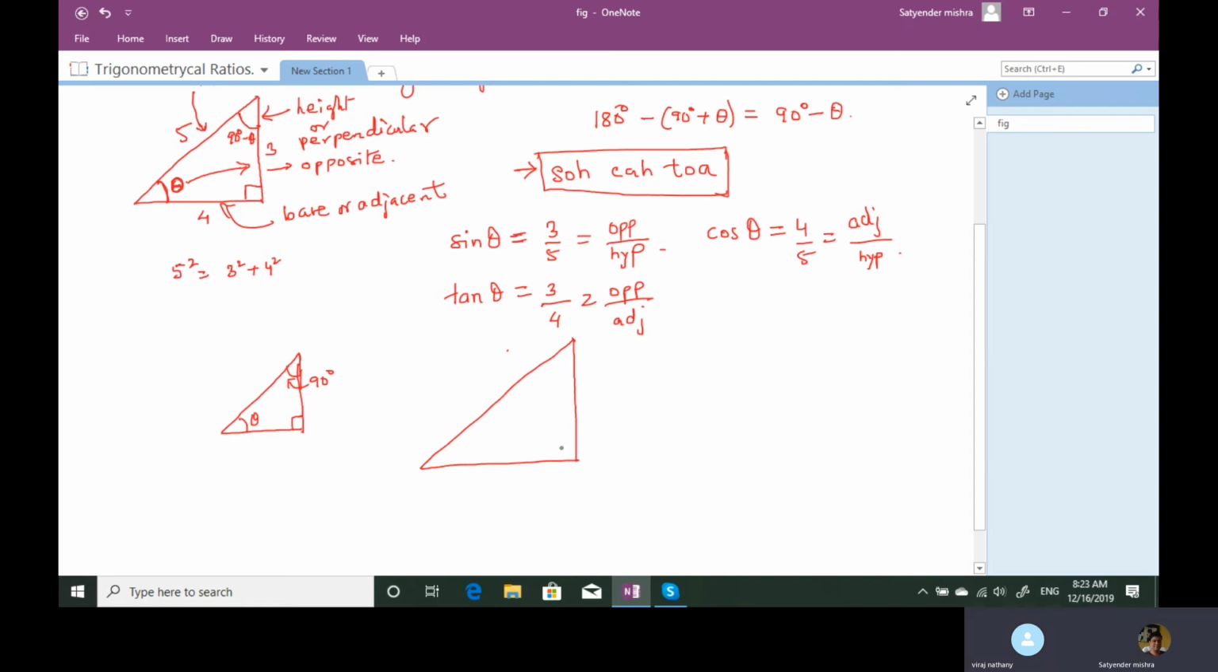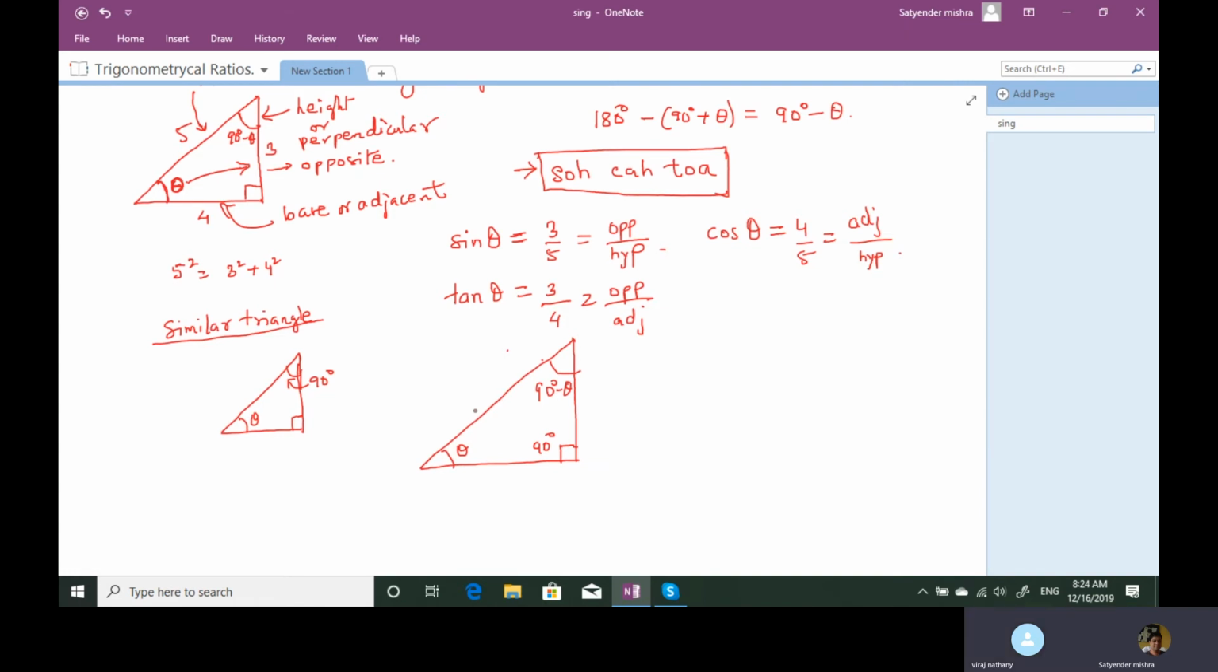Now this looks like a straight line. This is 90 degree, and this one is theta, and this one is 90 degree minus theta. So these two triangles are similar. The rule of similar triangles is this: if any two of the angles of a triangle are equal to those of the other triangle, then we can say that these two triangles are similar.